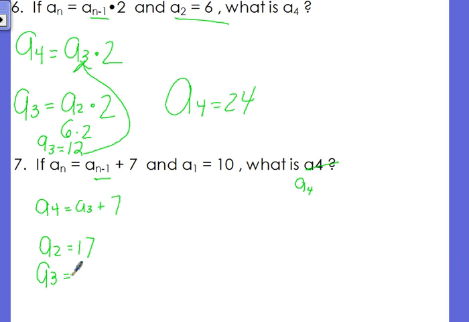To find the third term, it would be 17 plus 7. So that would be 24. And then I can plug that in here. 24 plus 7 is 31.